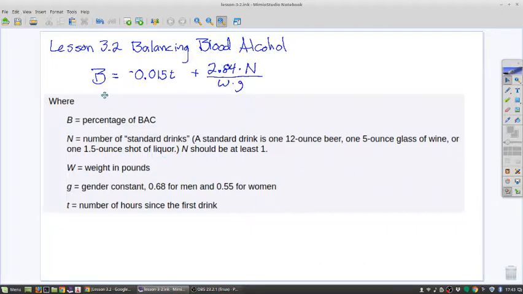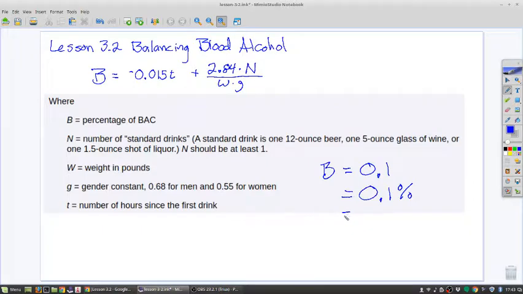So B is the percent BAC. That stands for blood alcohol content. BAC is actually a percentage. So let's take, for example, suppose someone's BAC, or just B, we claimed was 0.1. So that's above the legal limit. What that really means is 0.1%. So we might say 0.1 or 0.08, but it's really 0.1% or 0.08%. So percent means divide by 100.